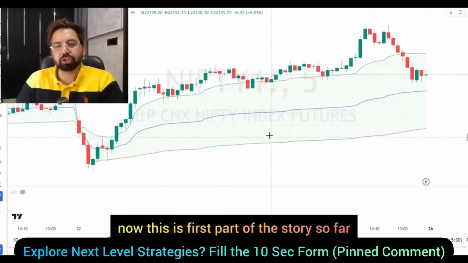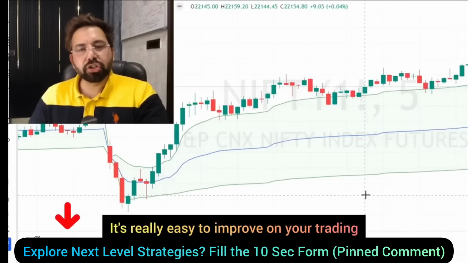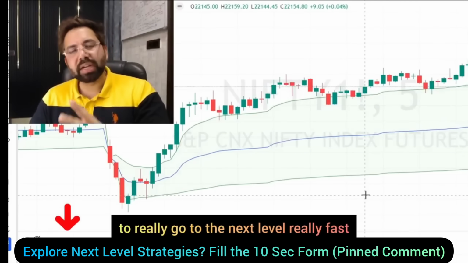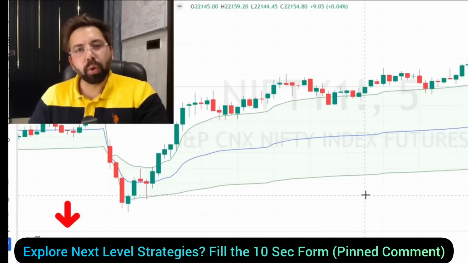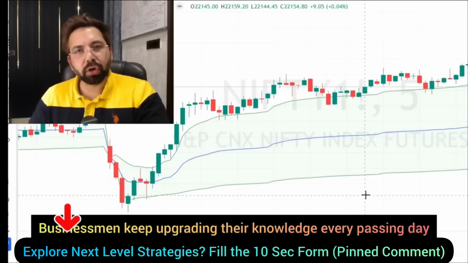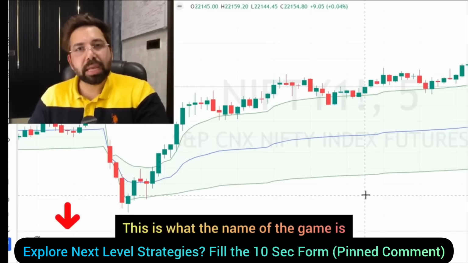Now this is the first part of the story. So far, I'm sure you like it. It's really easy to improve on your trading, to really go to the next level really fast. If it's a business, do what businessmen do. Businessmen keep upgrading their knowledge every passing day. This is what the name of the game is.